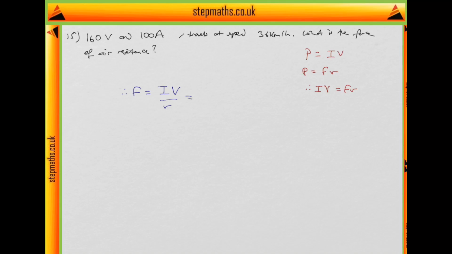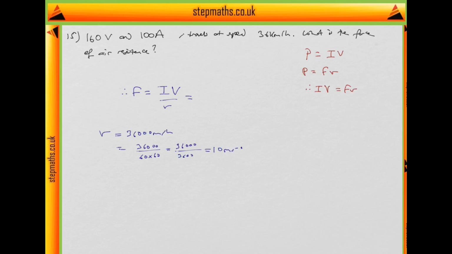Well, we want our velocity to be in the right units, and it's given as 36 kilometers per hour. Well, first of all, that's 36,000 meters per hour. But how much is that per second? Well, you have to divide it by 60 times 60, the number of seconds in an hour. So 36,000 divided by 60 times 60. Well, that's 36,000 divided by 3,600, which is 10 meters per second.